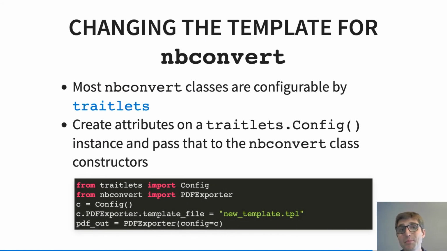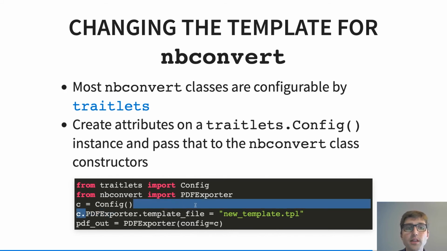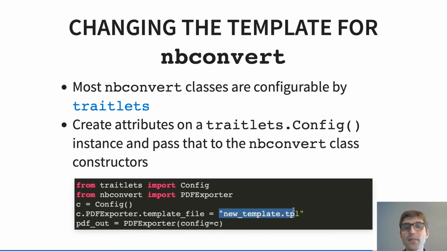We can also change the template that's used to produce this PDF file, or other templates if we are working with a different exporter. Most NBConvert classes are configurable by this package called traitlets, which allows you to define type-checked attributes, among other things, on classes. So the PDF exporter takes an instance of a traitlets.config class, with particular attributes set that allow us to control its behavior. In this case, we're setting the PDF exporter template file attribute to the file path of our new template, and then passing that into the exporter.